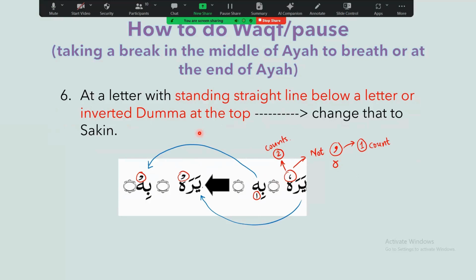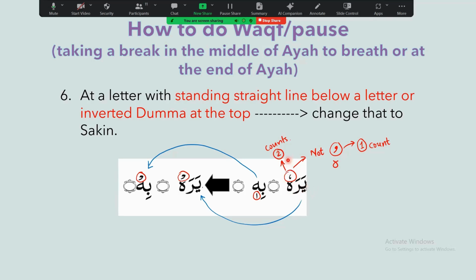Okay, so the next two are the standing straight line below the letter, and this inverted dhamma symbol. So you are familiar with this standing straight line, right? And for this inverted dhamma, you will have to look closely, because you are not supposed to confuse this inverted dhamma with the simple dhamma. The simple dhamma, we articulate for one count. For example, on the ha letter, if we have a dhamma, we just say hu, for just one count. But when there is an inverted dhamma, we elongate it for two counts and say hu, yarahu.